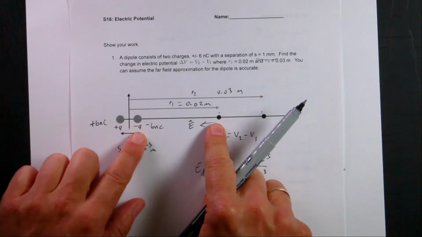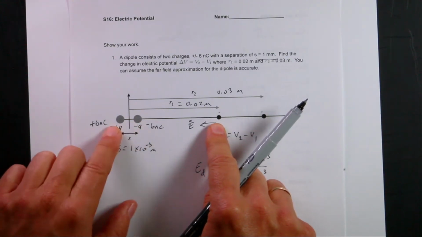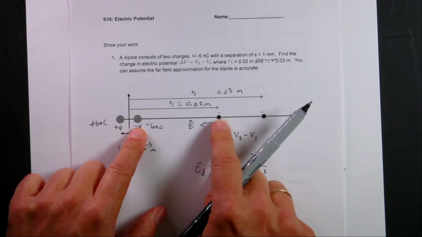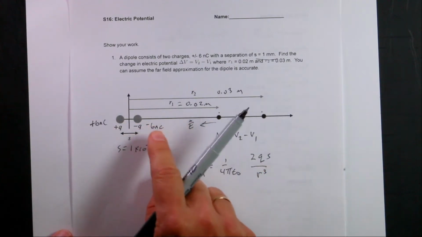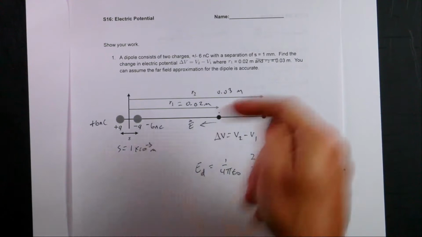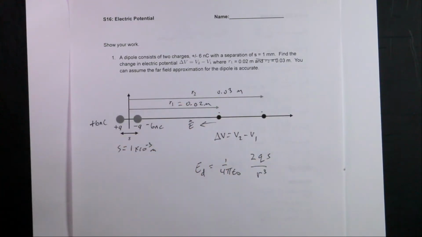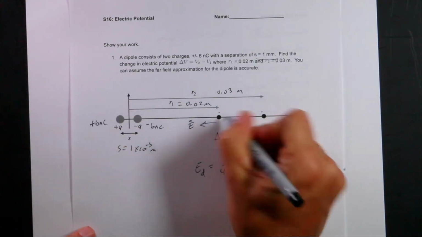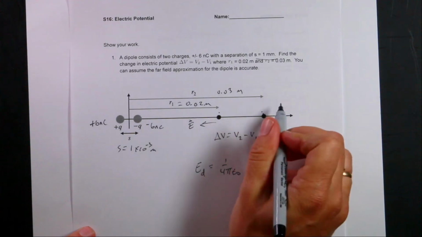But here, this negative charge is closer than that one. So we actually have two electric fields. One from the negative charge going this way, and one from the positive charge going that way. But the negative is closer, so the net electric field is that way. Now that's important because as I go from here to there, I'm going against the electric field.